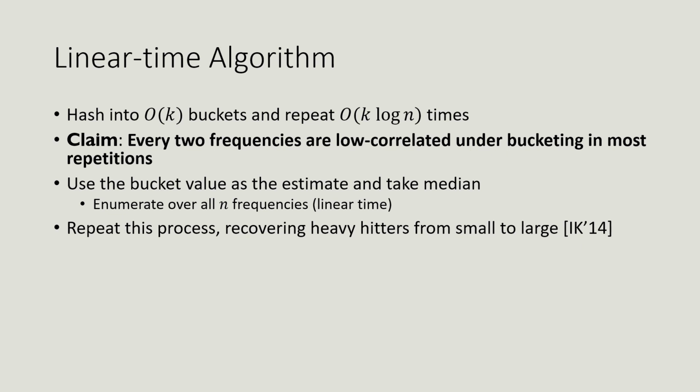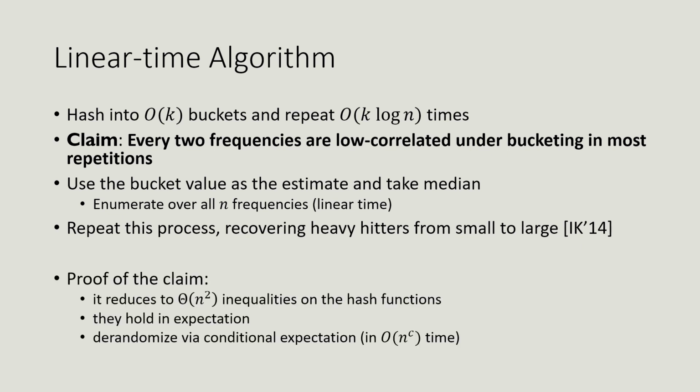For the proof of the claim, note that the low correlation between two frequencies gives an inequality on the hash function, and we want every two frequencies to have low correlation, so this reduces to n squared inequalities on the hash functions. Then we can show that those inequalities hold in expectation over the randomness of the pseudo-random permutation of the frequencies. Then we derandomize the standard argument using conditional expectation to obtain a deterministic construction of the hash functions, and this derandomization can be done in polynomial time.